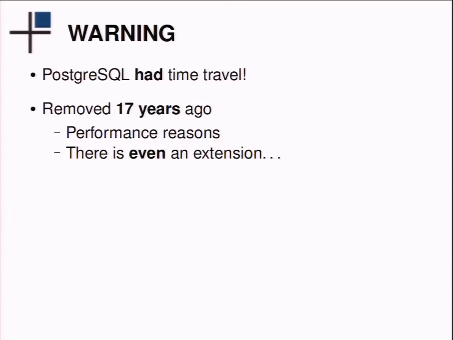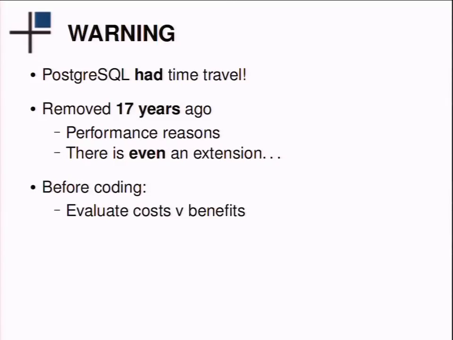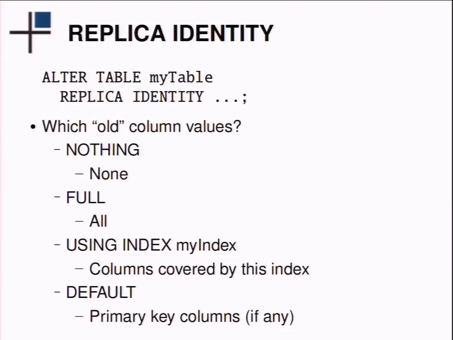There is even an extension. So if you implement time travel, you're guilty of not reading the documentation as well as ignoring the history. So if you badly want to implement time travel, you can use the extension called time travel, which is not really hidden in PostgreSQL. So before coding, you should evaluate cost versus benefits and also check the history to avoid the little parentheses. Anyway, how does replica identity work?